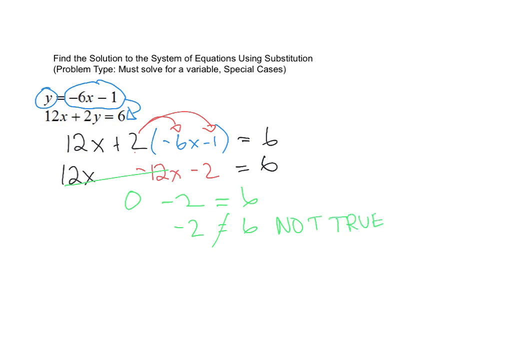So this is going to mean no solution, because these lines are parallel and they will never intersect. So graphically, we could tell if there is no solution, but algebraically, we can tell when we end up with a statement that is not true.